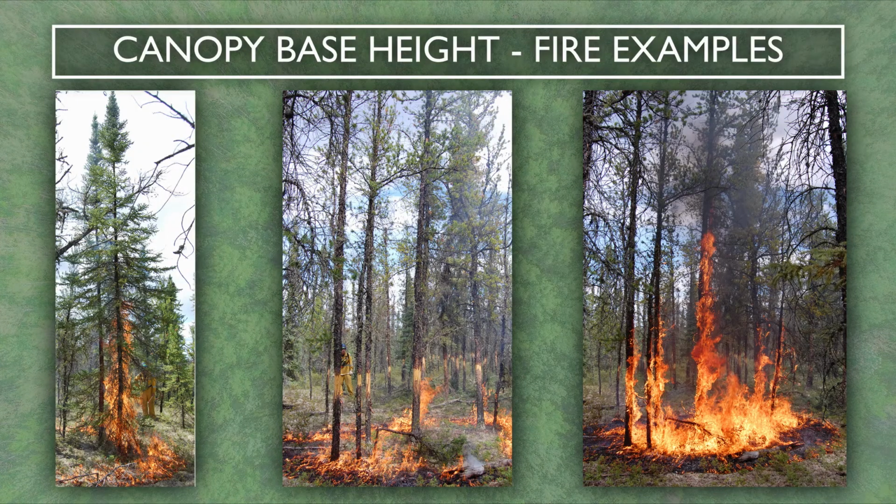We can see from these research test burns the importance that canopy base height has on wildfire behavior. On the left is a spruce tree with low-lying branches. Even with low surface fire intensity, the low canopy base height is able to support flame propagation into the canopy. The pine trees pictured in the middle and right images are not experiencing flame propagation into the canopy even with substantial surface fire. This is because these stands have been pruned and have a much higher canopy base height.